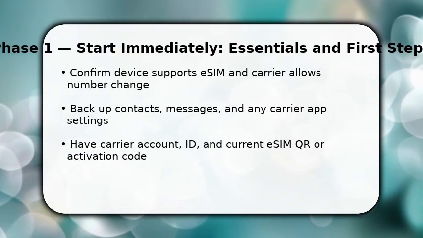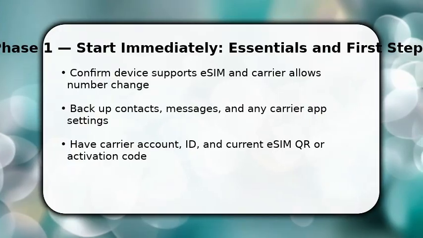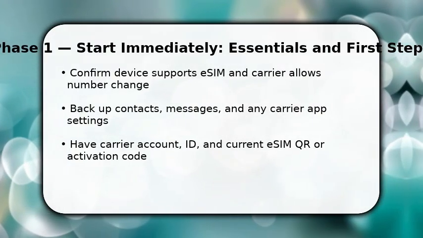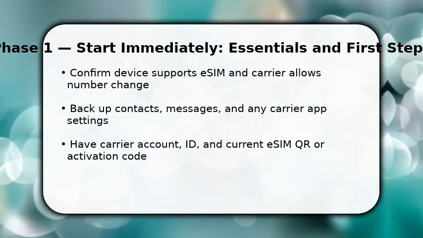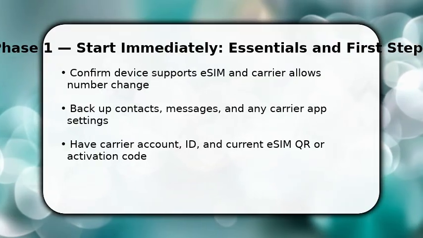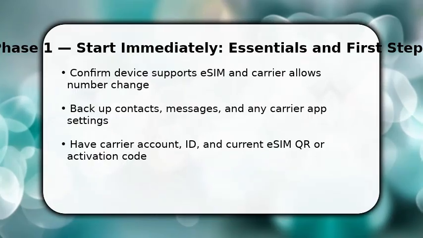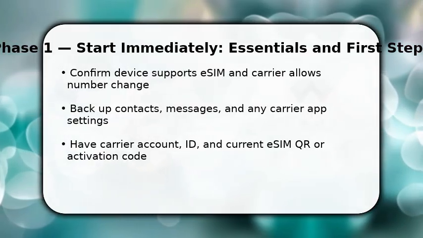You begin by validating prerequisites. Confirm your phone supports eSIM and your carrier permits changing the number. Next, backup contacts and important messages so nothing is lost. Then sign into your carrier account or open the carrier app. Make sure you have ID and the existing eSIM activation info.